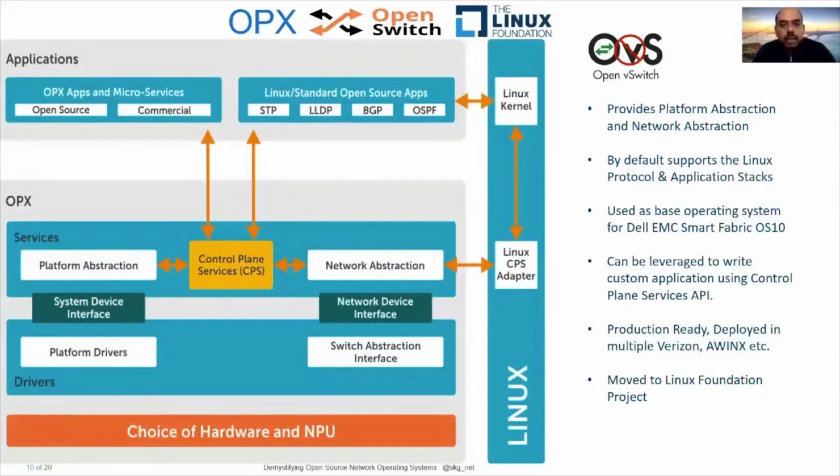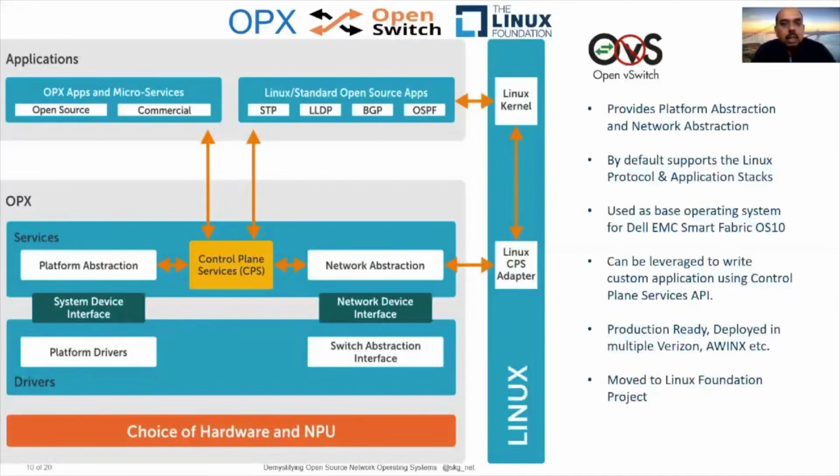As you can see, it provides only the platform abstraction and network abstraction along with the model-driven API to program the platform and NPU. Again, it provides you with the power of choice of application. By default, it supports Linux applications like FRR. It is similar to the analogy we discussed earlier with iPhone and Android. OPX provides the required abstractions and the model-driven API so that the user can build their own application if needed, or they can use the standard Linux applications.